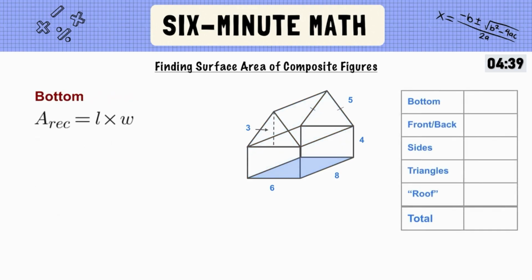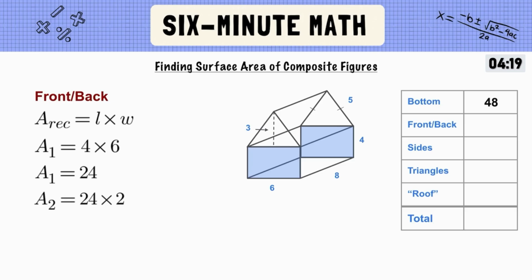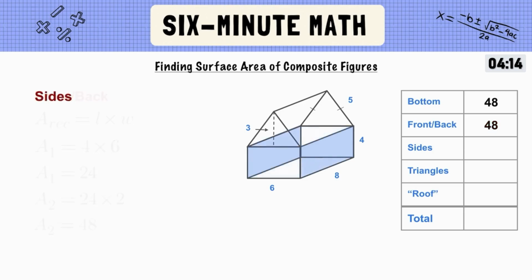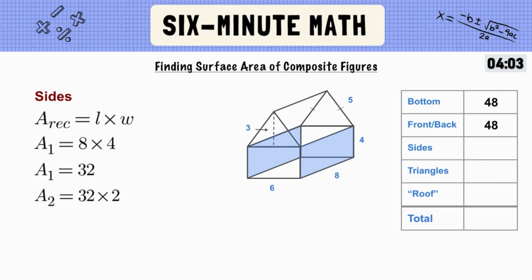We find the bottom. That's length times width, which is 8 times 6 for 48. Then I am going to find the front and back. So we're going to take our length times width again, which is 4 times 6. One of those rectangles is 24, so two of those rectangles is 48. Then we are going to do the sides. That is also a rectangle, so we have length times width. One rectangle is 8 times 4, so 32, making two of those rectangles 64.